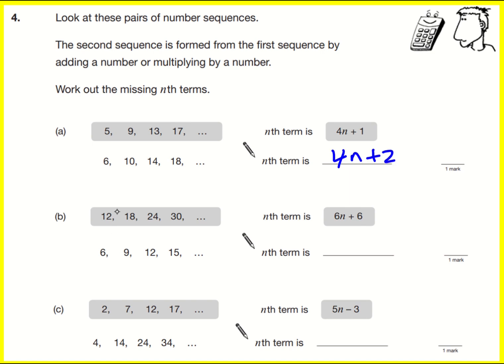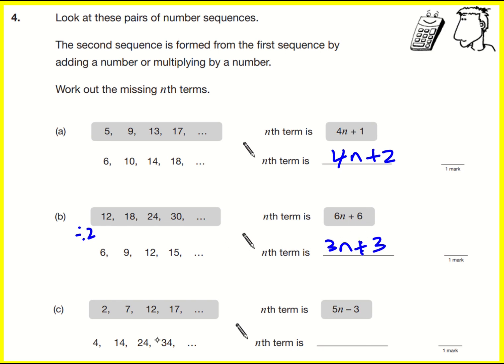For this next one, you can see they're very similar, but this time I'm not subtracting or adding the same amount. What I'm doing is dividing all of them by 2. So if I divide the 6n by 2, I get 3n. And if I divide the 6 by 2, I get 3. I have to do both of them, and then that will give me my answer. 3n plus 3 is the answer.